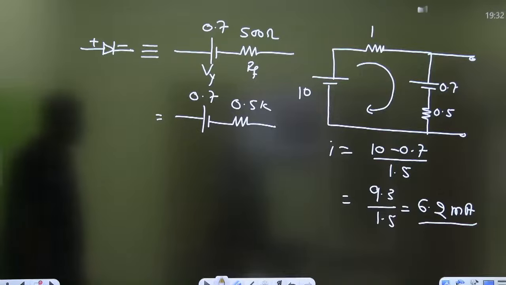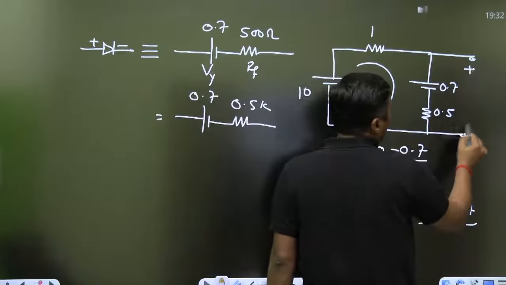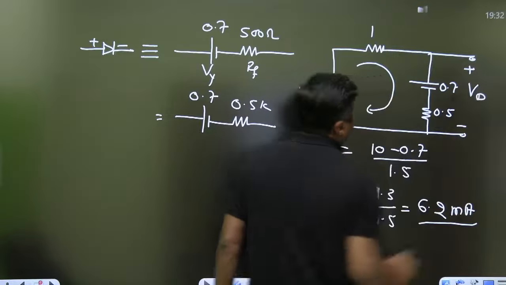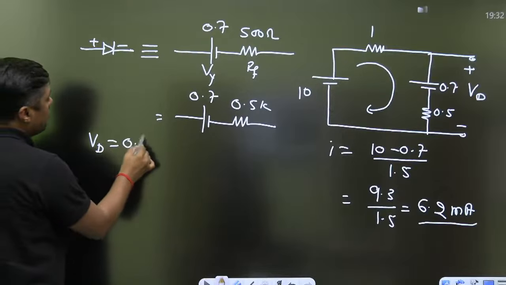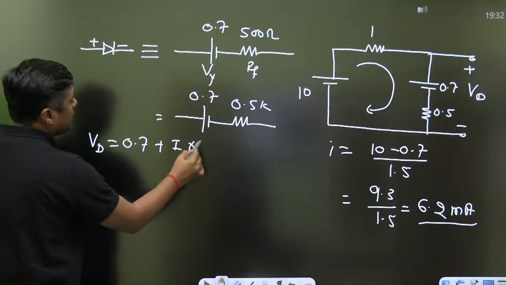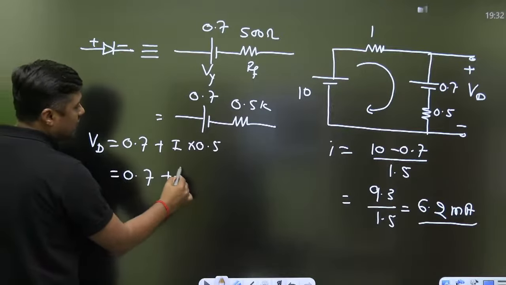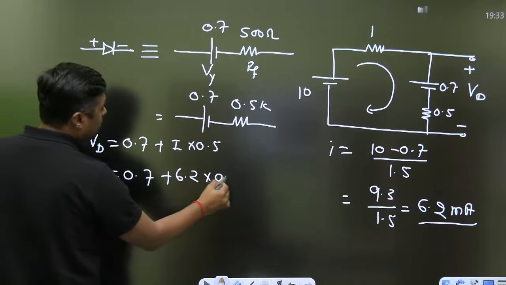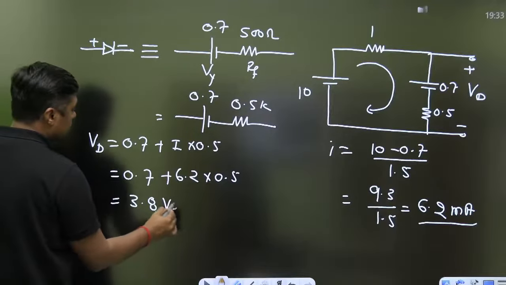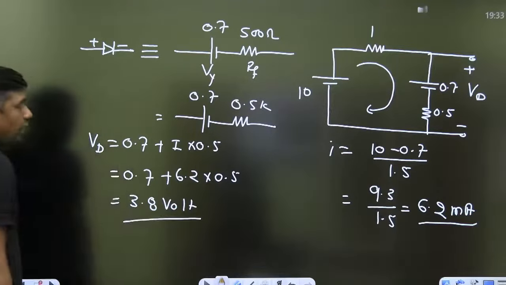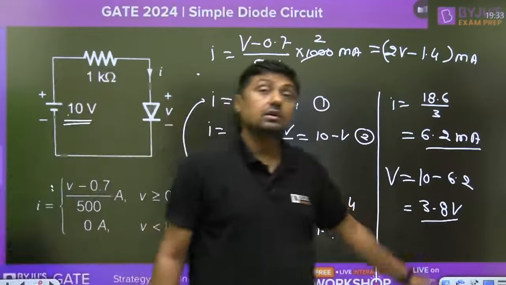Okay. Again, if you want to find the drop across the diode, remember guys, this is the complete diode. So this is the drop across the diode. So what is the total drop across the diode? VD will become 0.7 plus I into 0.5. 0.7 plus I, what is the I? 6.2 into 0.5, that has become 3.1, and you will get the answer 3.8 volt. In previous case, again we have got the 3.8 volt, that is the drop across the diode.